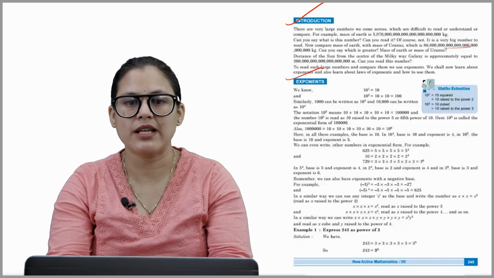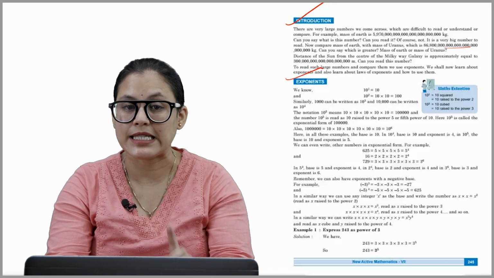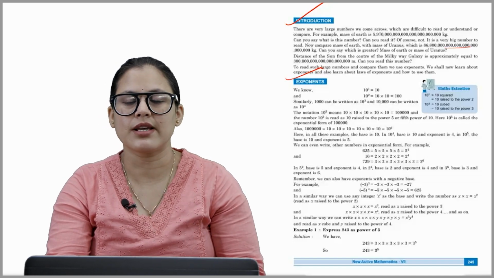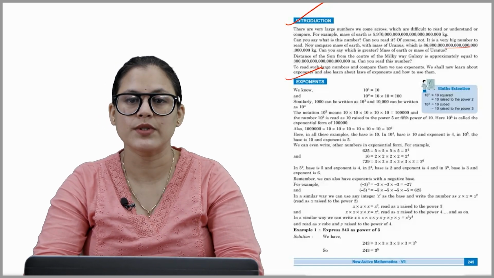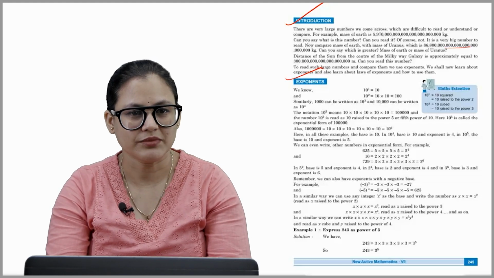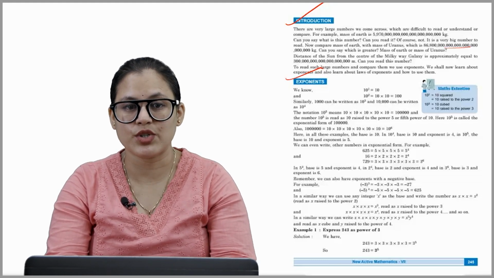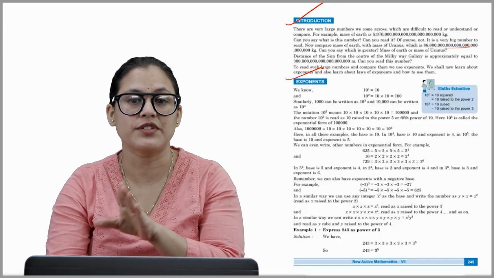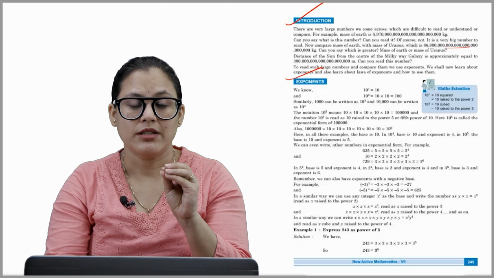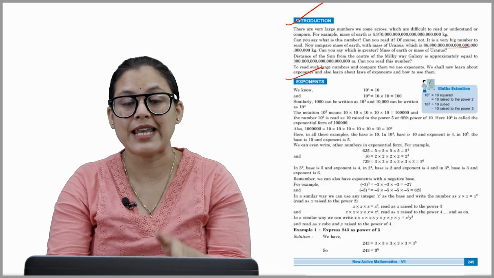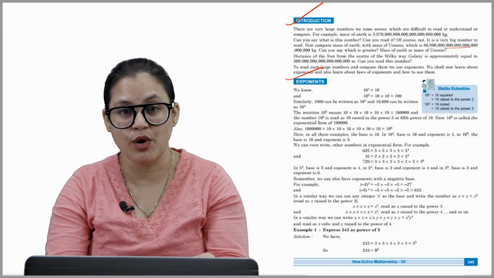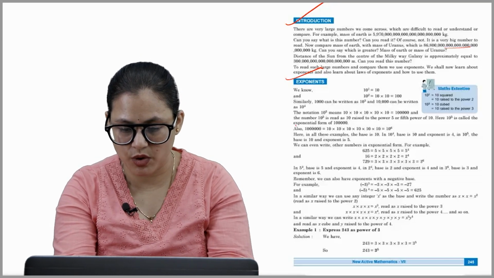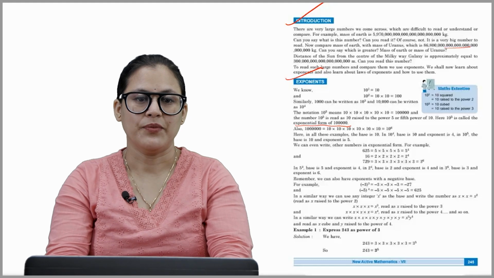Exponents. We know 10 raised to the power 1 is equal to 10 and 10 raised to the power 2 is equal to 10 into 10, that is 100. Similarly, 1000 can be written as 10 raised to the power 3 and 10,000 can be written as 10 raised to the power 4. The notation of 10 raised to the power 5 means 10 multiplied 5 times. We will multiply 10 5 times, that is 1 lakh, and the number 10 raised to the power 5 is read as 10 raised to the power 5 or fifth power of 10. Here 10 raised to the power 5 is called the exponential form of this, that is 1 lakh.